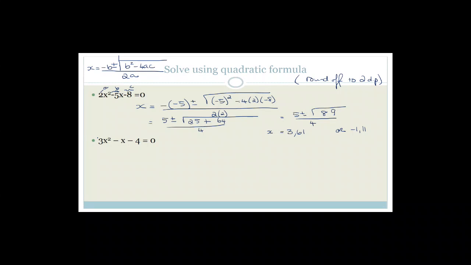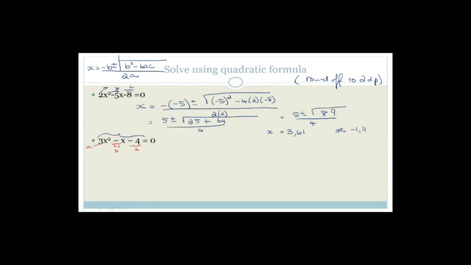Right, now let's try this one here. So it's 3x squared minus x minus 4. And again, I'm using the quadratic formula. I'm going to change colors so you can follow this a bit easier. So again, this thing here is A. This is minus 1, and that is B. And this here is C.